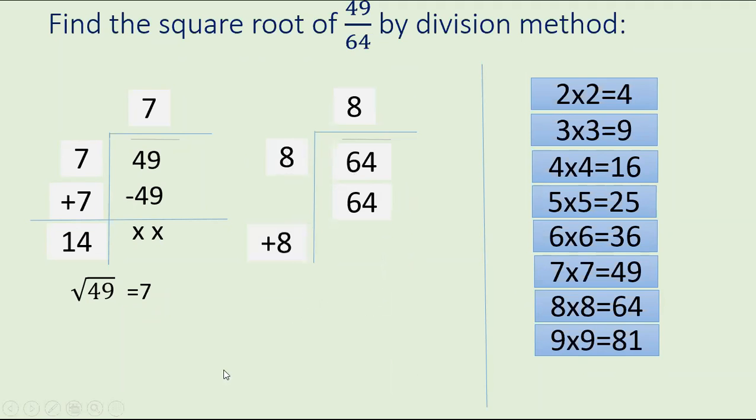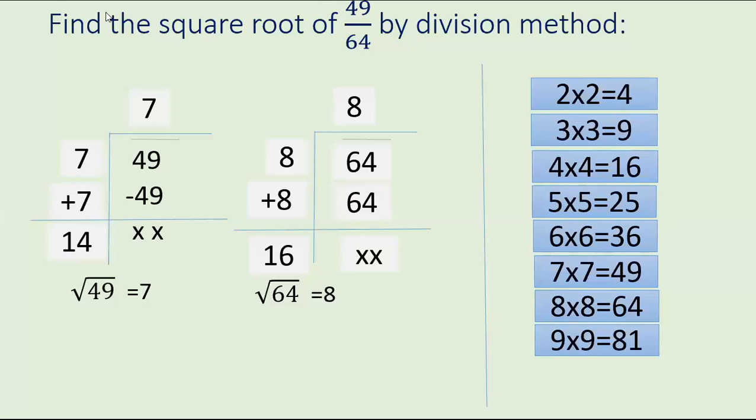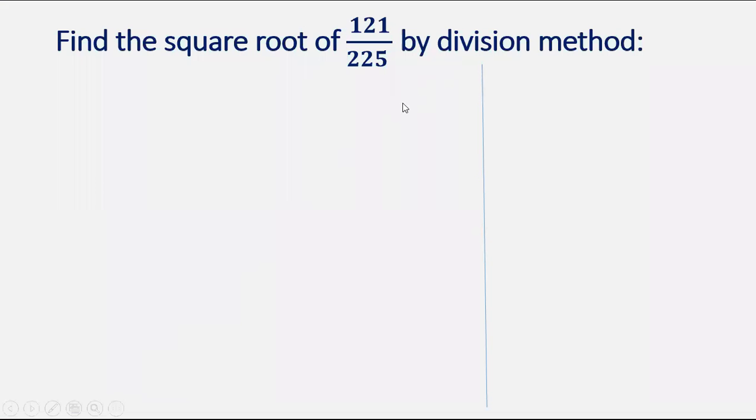Now here we have to mention the answer in a proper manner. So here the answer is square root of 49 is 7 and square root of 64 is 8. So we get the answer 7 over 8. Clear everybody? Now the next question is 121 over 225.